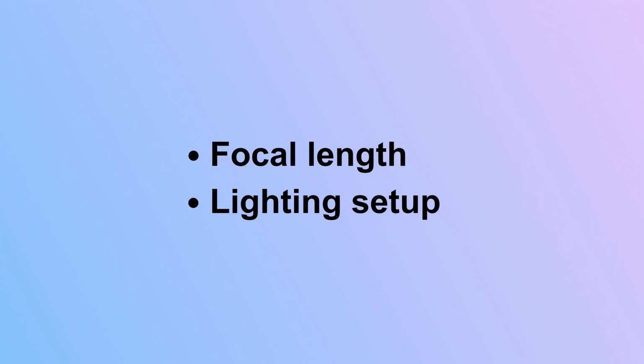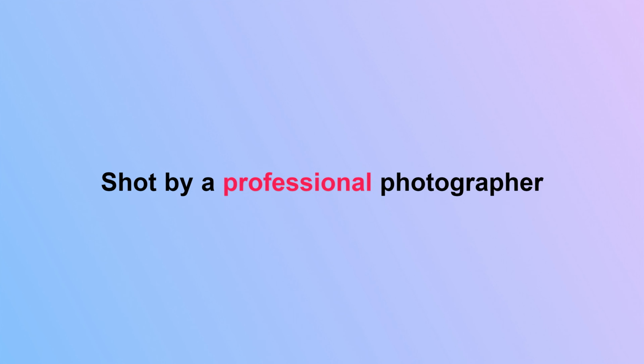Here's a tip that makes a huge difference before we write the prompt. Make sure to specify a focal length and a lighting setup. This helps the AI generate the image as if shot by a professional photographer. The model responds much better to clear, specific technical instructions than to long lists of adjectives.